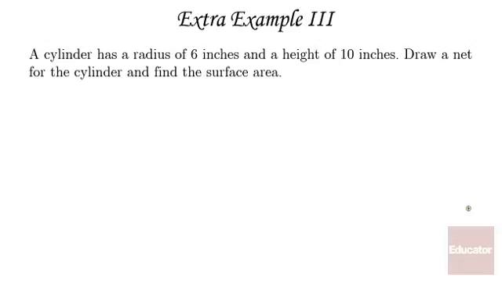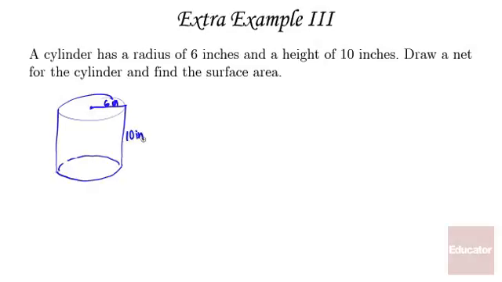Okay. Third example. We have a cylinder that has a radius of 6 inches and a height of 10 inches. Draw a net for the cylinder and find the surface area. Okay. Cylinder. There's my cylinder there. My radius is 6 inches. My height is 10 inches.